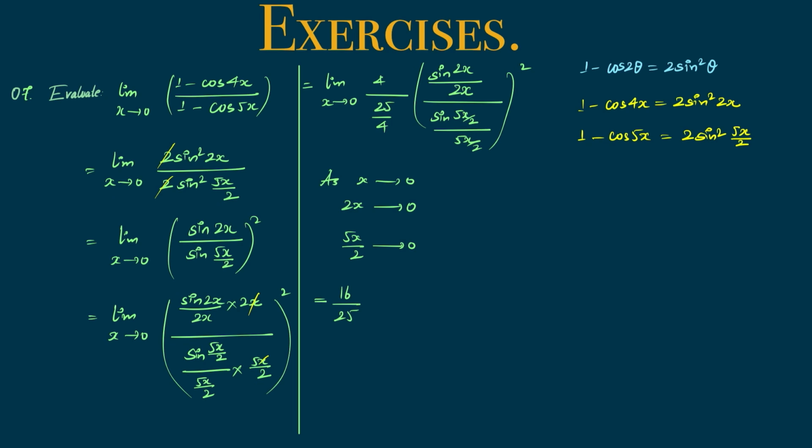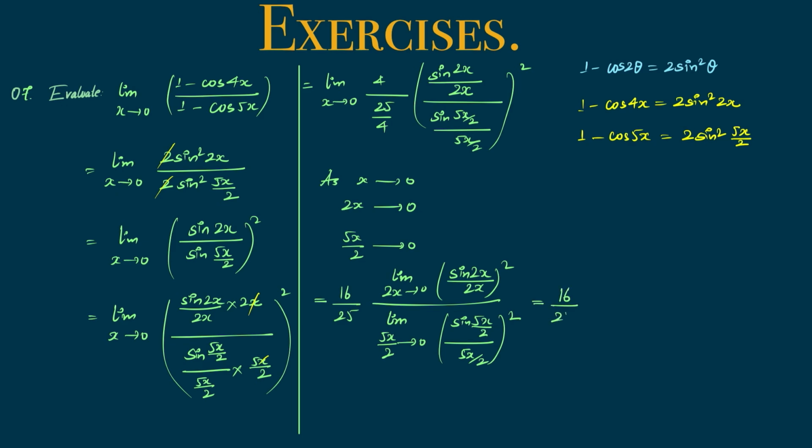And in the numerator I will write limit 2x tends to 0 (sine 2x by 2x) whole square, whole divided by limit 5x by 2 tends to 0 (sine 5x by 2 by 5x by 2) whole square. So this will be equal to 16 by 25 into 1 square by 1 square, since they are in the formula, so it will be 16 by 25.